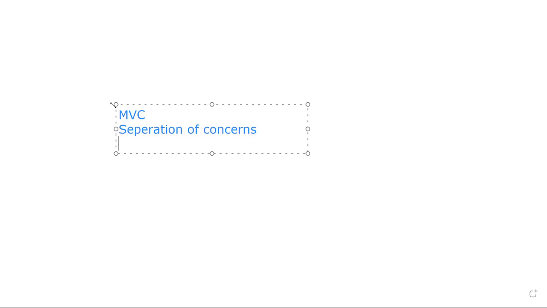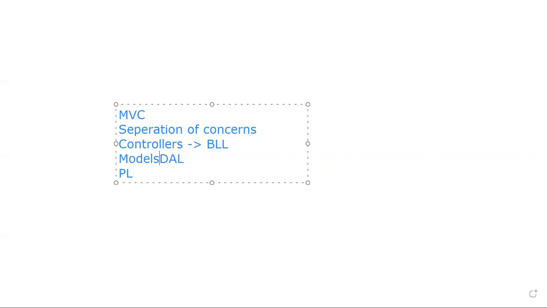In the previous class we discussed the three layers, BLL, DAL and PL. BLL is similar to controllers, DAL is similar to models, and the presentation layer is similar to views.